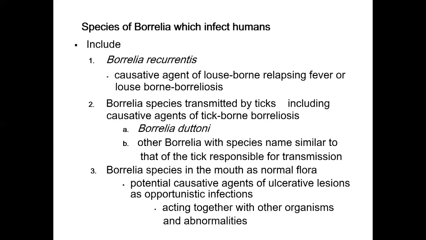So we look at the species of Borrelia which infect humans. There are quite a number. One of them is known as Borrelia recurrentis. It is an organism that is transmitted to humans by the body louse or body lice. The illness they cause is called relapsing fever. So because it's transmitted by a louse, it's called louse-borne relapsing fever or louse-borne borreliosis.